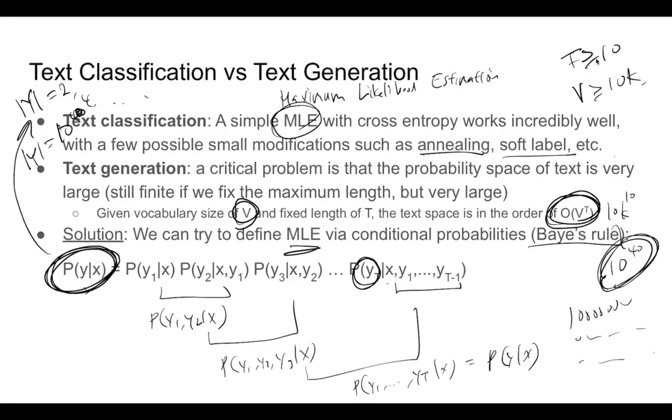And this is more convenient because now each probability distribution is relatively small. How large is that? Well, Y1 is just a single word, so the cardinality of the Y1 space is just the size of the vocab. And actually the same holds for every following probability distribution.